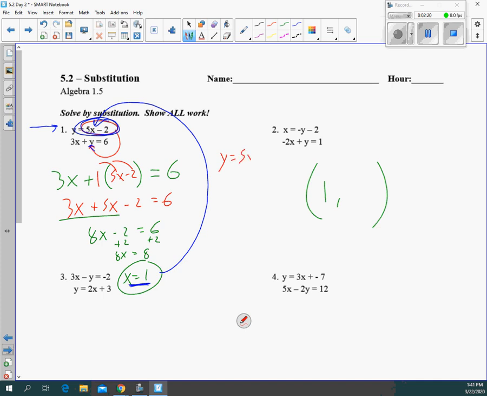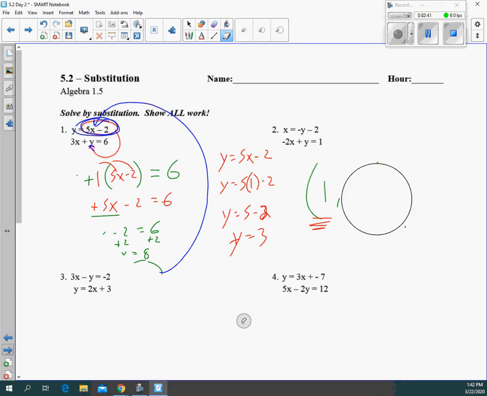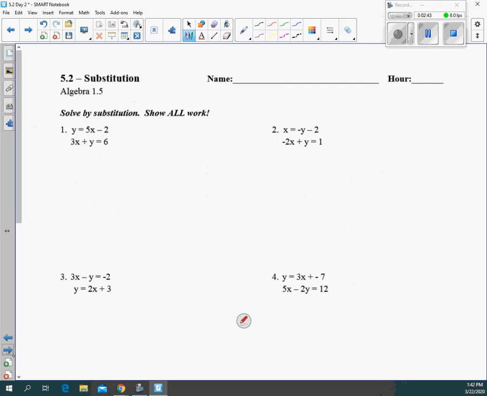So y equals 5x minus 2, but x is 1, so it's really y equals 5 times 1 minus 2. Therefore, it's 5 minus 2. Therefore, y is 3. Boom. There's my answer. Okay? So that's the general pattern. Today, unfortunately, guys, it's going to get a little bit trickier.